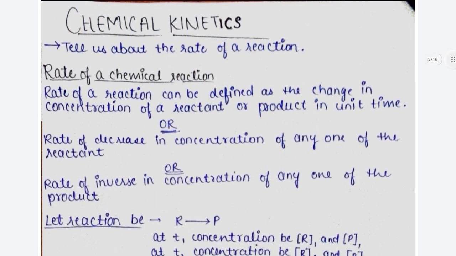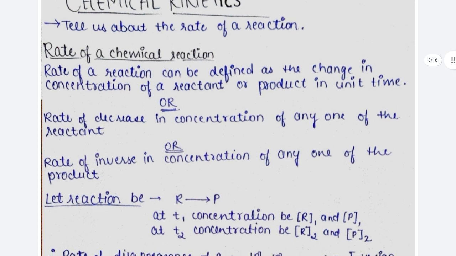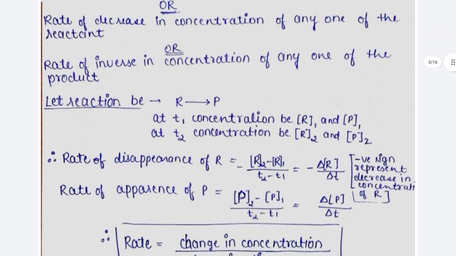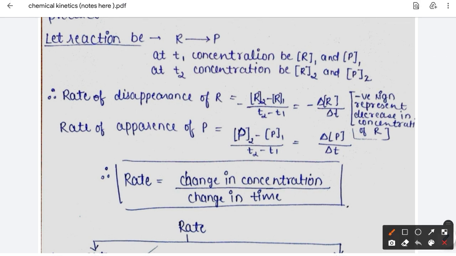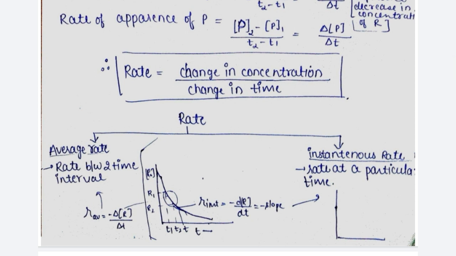So first, chemical kinetics. First we have rate of chemical reaction. Rate of reaction can be defined as the change in concentration of reactant or product in unit time. Rate is change in concentration upon change in time. Average rate and instantaneous rate.